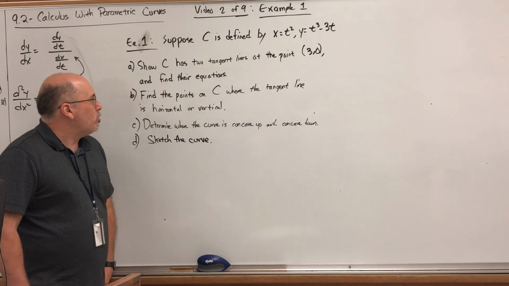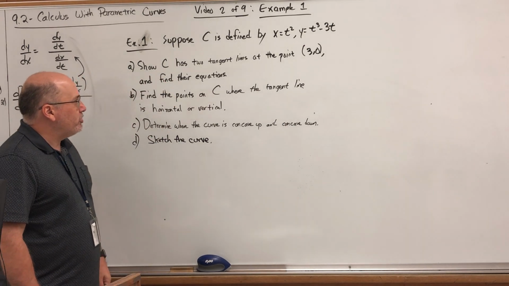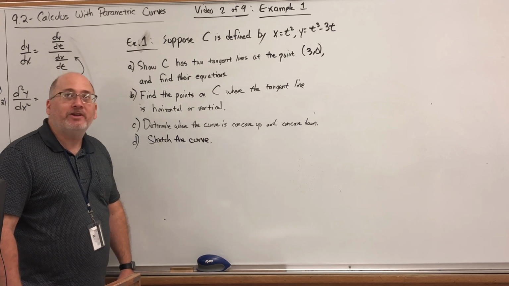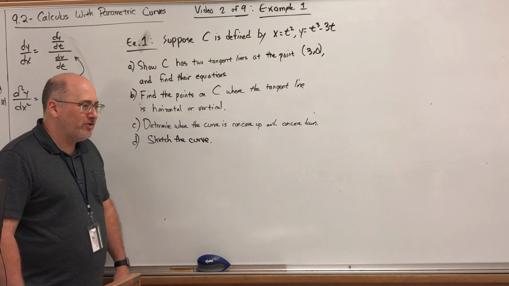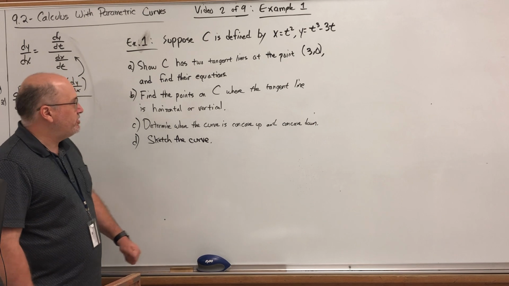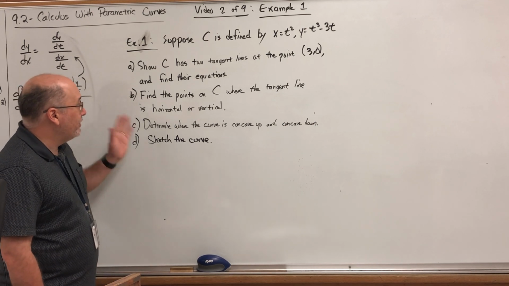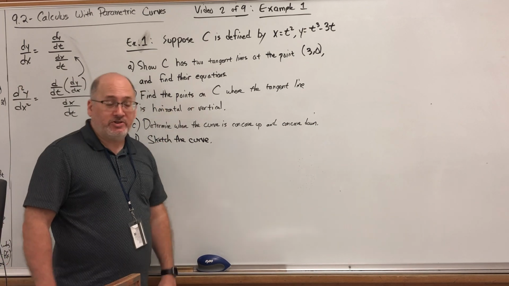I've got four things in store. A, we're going to show C has two tangent lines at one point. Now, how can a graph have two different tangent lines at one point? You'll see. Well, I'll briefly tell you. Oh, we're going to find those tangent lines' equations.